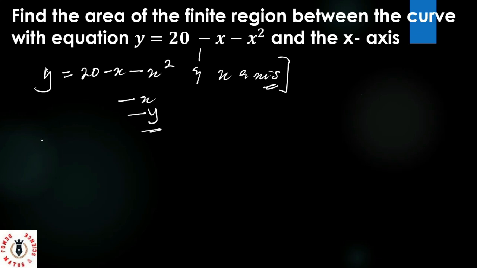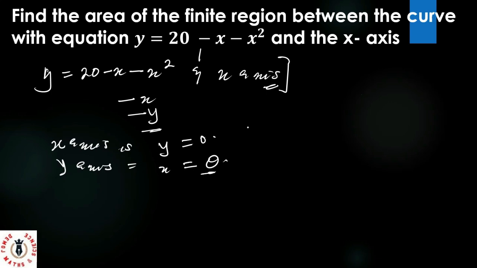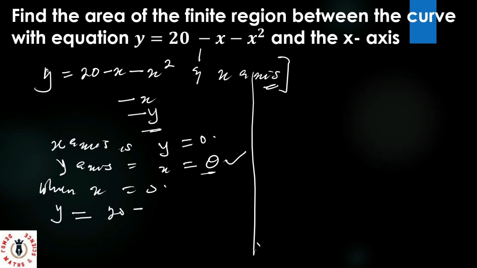Now note that the point where the curve intersects the x-axis is when y is equal to 0, and the point where it intercepts the y-axis is when x is equal to 0. You'll see this as we work on. First, let's look for when it intercepts the y-axis. That's when x is equal to 0. When x is equal to 0, y becomes 20 minus 0 squared, so y is equal to 20. This is the point when x is equal to 0.